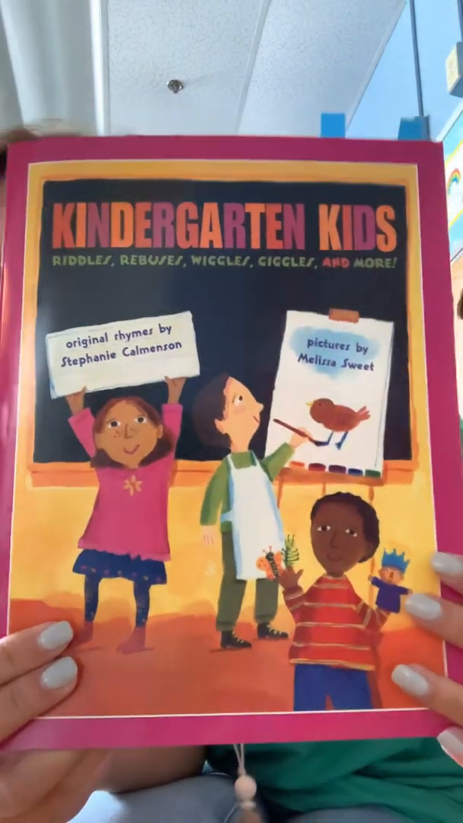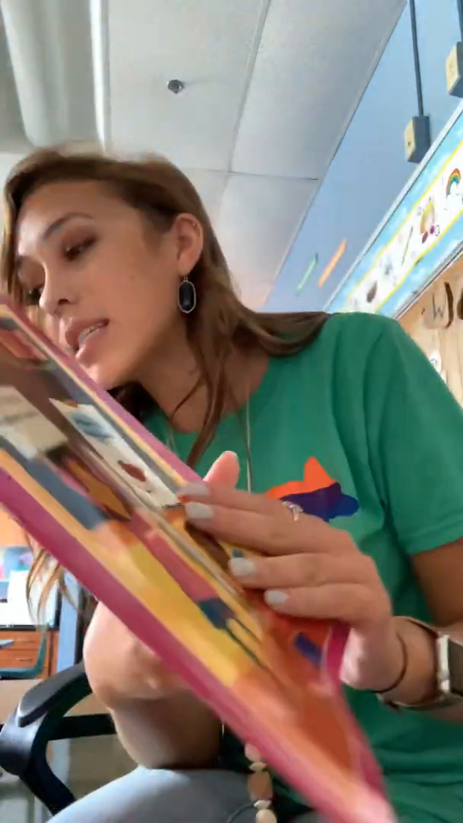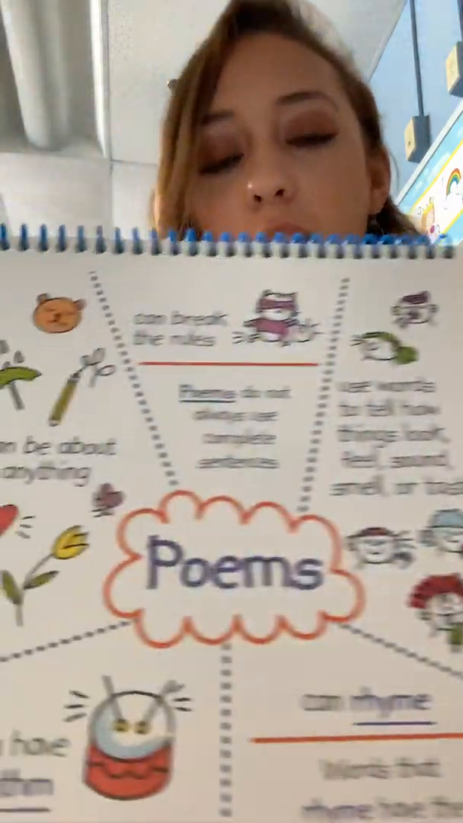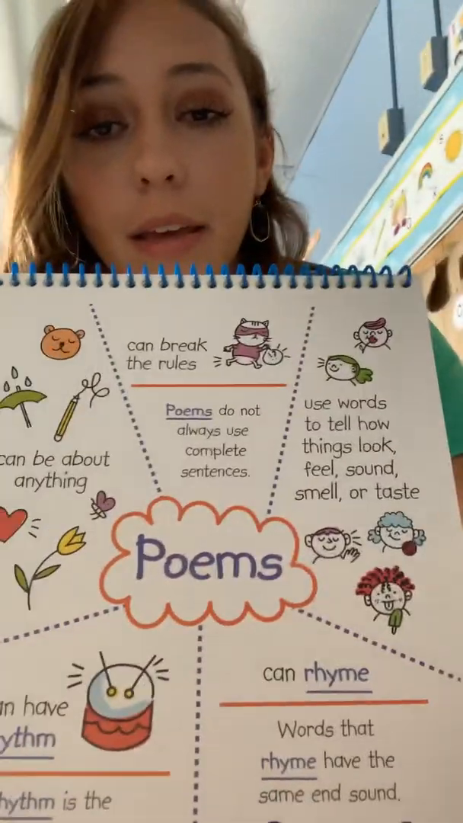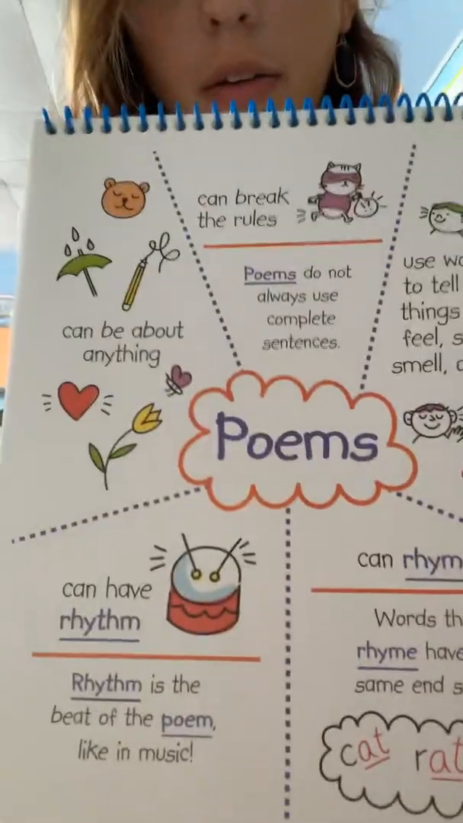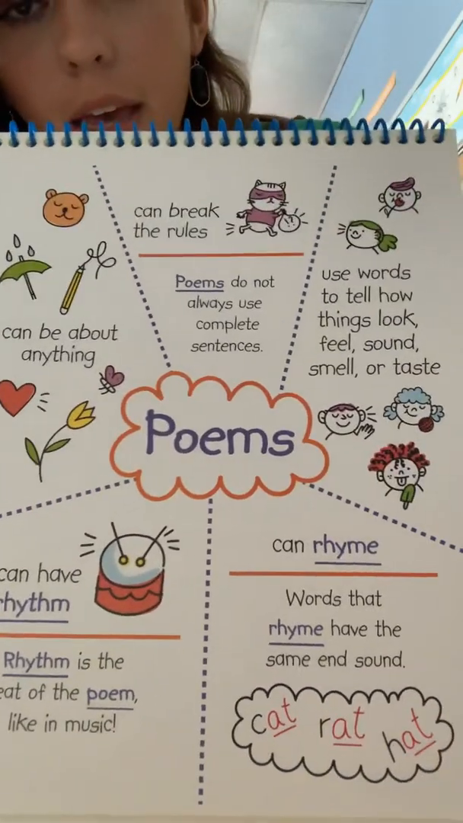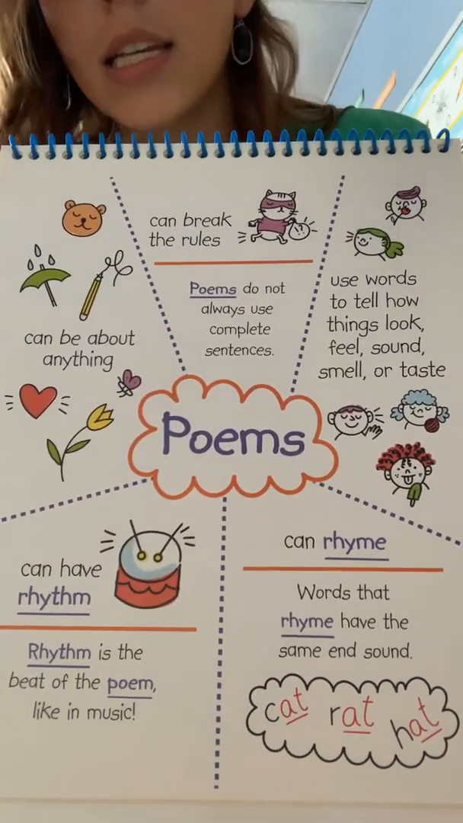So we are talking about poetry. Poetry is a type of writing that can have rhyme and rhythm, and one piece of poetry is called a poem. In this book, I'm going to read you 3 different poems, okay? And I want to tell you a little bit about poems. So I want you to look at this chart we have. I'm going to scoot you back a little bit. Can you all see that? So we're going to read each of these things that tells us about poems.